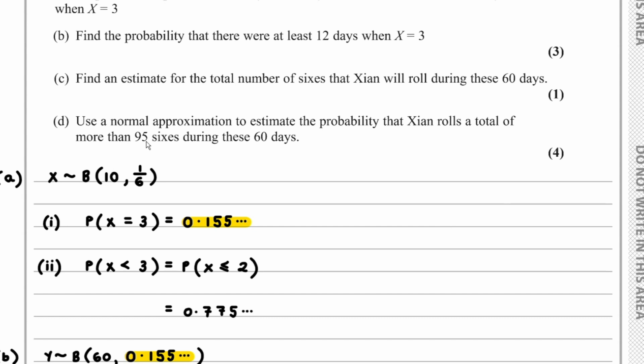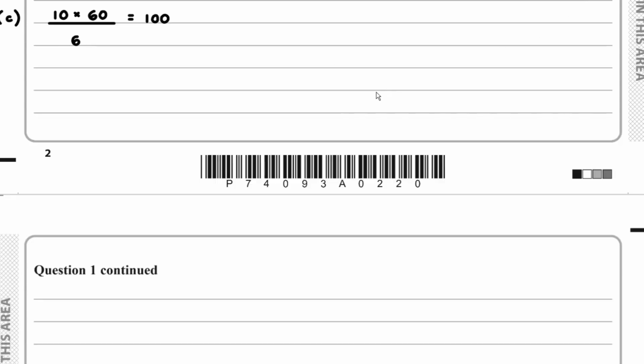Part D. Use a normal approximation to estimate the probability that Zan rolls a total of more than 95 sixes during these 60 days. For Part D, we need to create a new binomial distribution. Q is binomially distributed with parameters 600 and 1/6. Where we get this 600 from is we have 10 rolls per day for 60 days. And the probability of getting a 6 is 1/6.